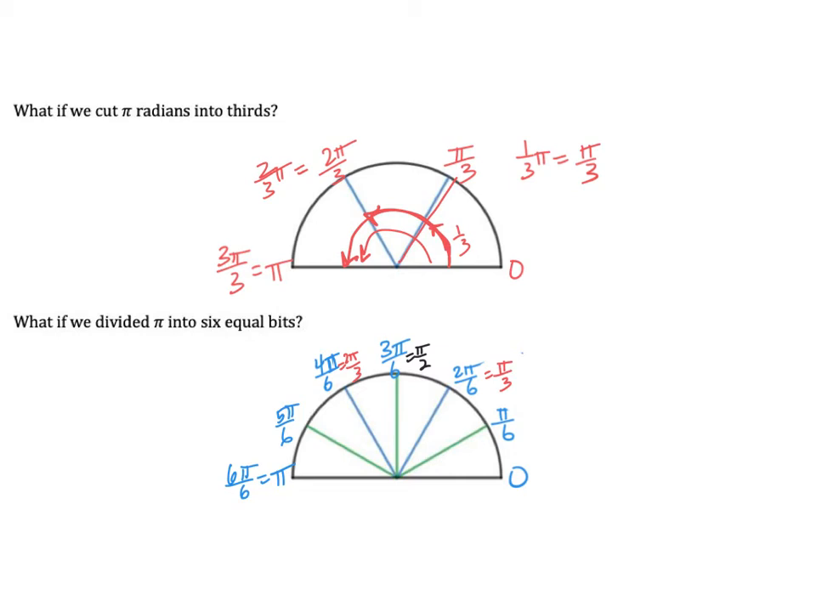If we divided pi into 6, we would have 1/6 pi, 2/6 pi, but 2/6 reduces to 1/3, so that's the same rotation as this one up here. We have 3/6 pi, which is the same as pi over 2, which we said was 90 degrees. We have 4/6 pi, which is the same as 2 pi over 3, which is the same as this one up here. And then we have 5/6 pi, and then 6/6 pi.